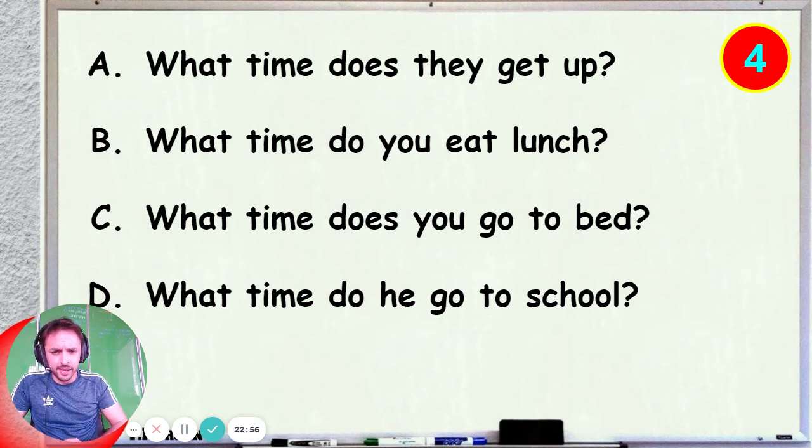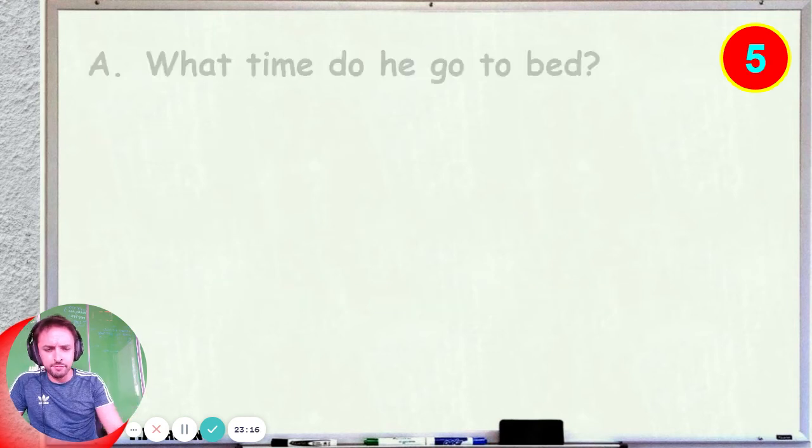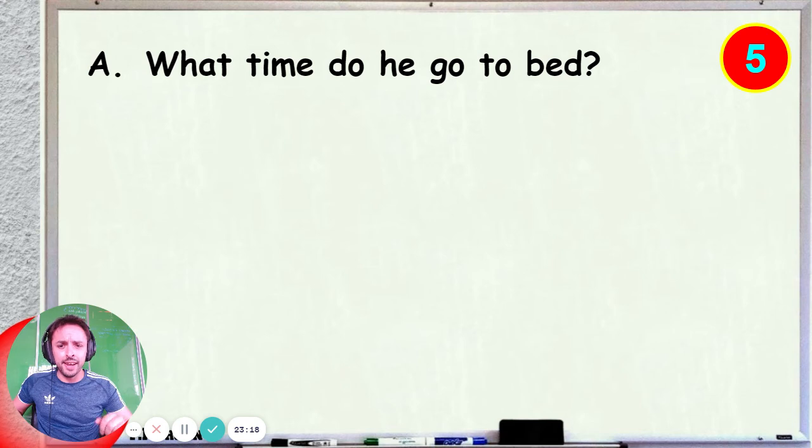Okay. What time does they get up? What time do you eat lunch? What time does you go to bed? What time do he go to school? Okay, 5, 4, 3, 2, 1. Okay, number 5. What one is correct?